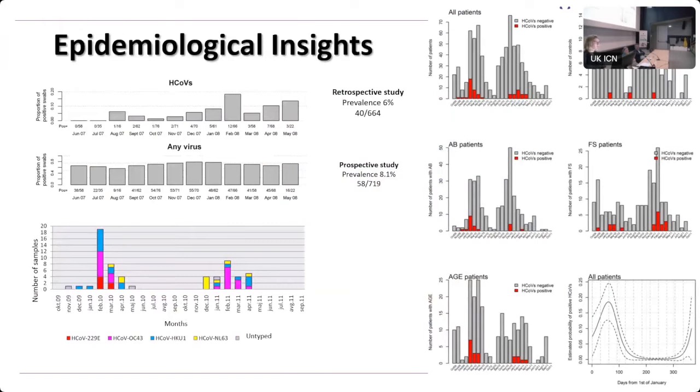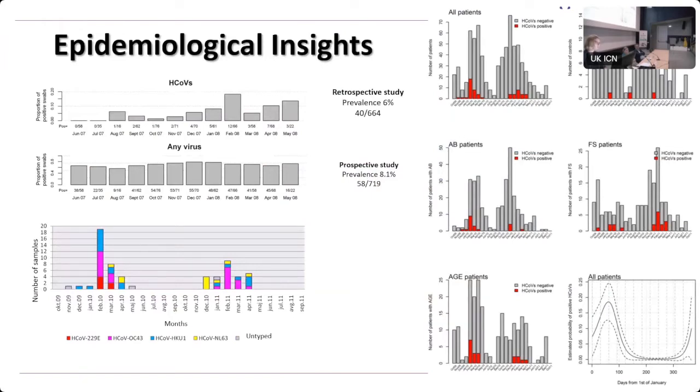human coronaviruses. Before 2007, we had no idea about the circulation of human coronaviruses in Slovenia. So we didn't have any insight into prevalence and what they cause in Slovenian children.